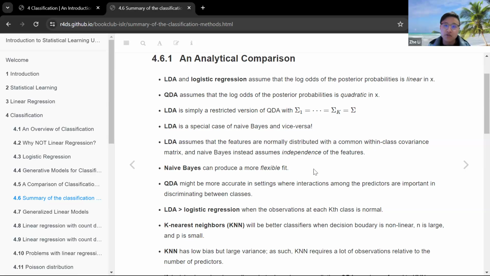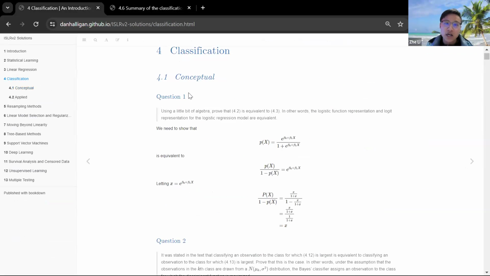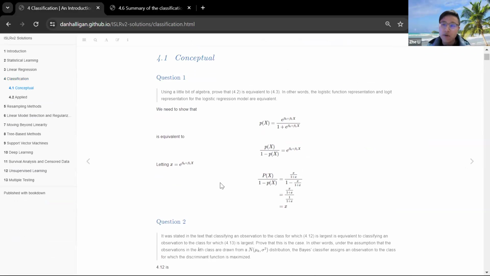So here's a 5 minute review of all these models, and then we will come into our exercise today. Everyone can see my web page about the exercise. Okay, cool. The first part is about the conceptual problems. These problems help us dive into the mathematical foundation of all these models, so it needs a little bit of algebra.